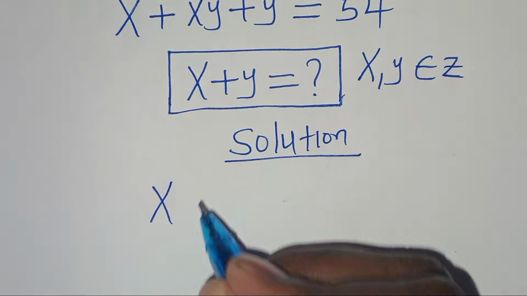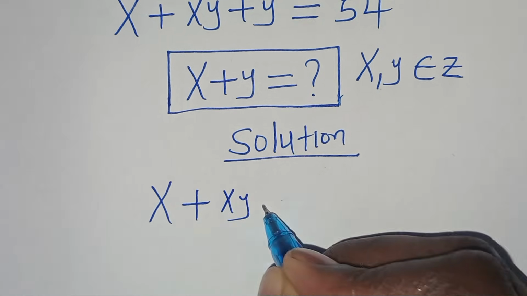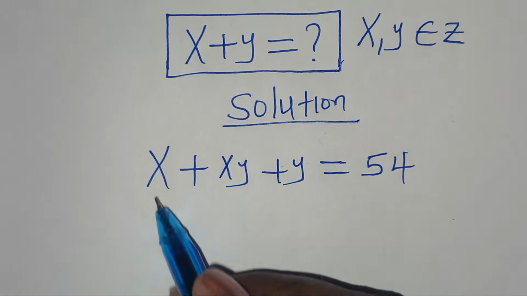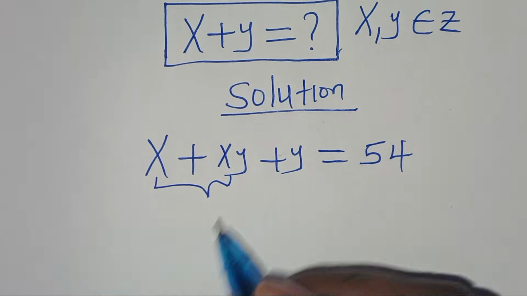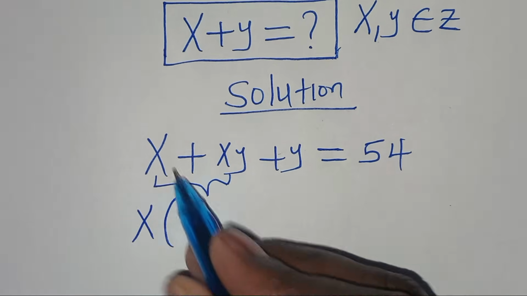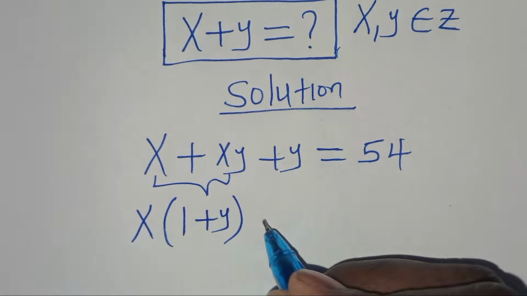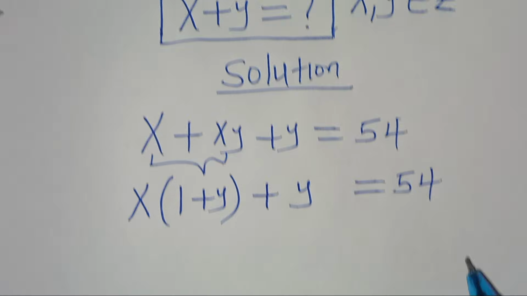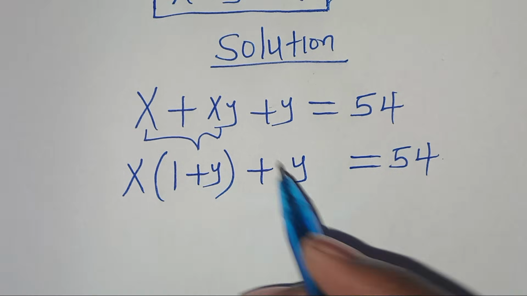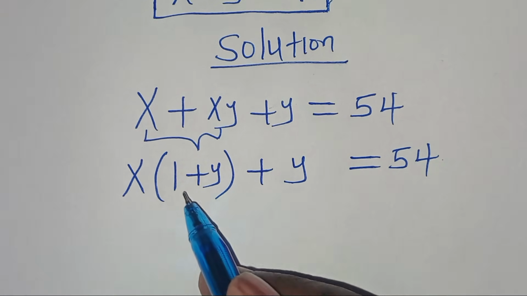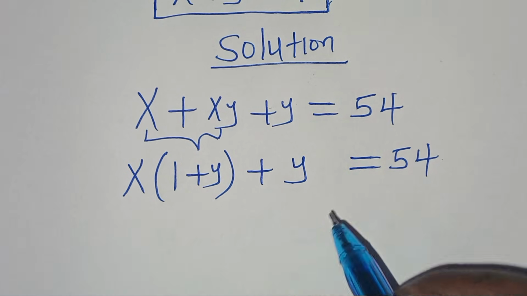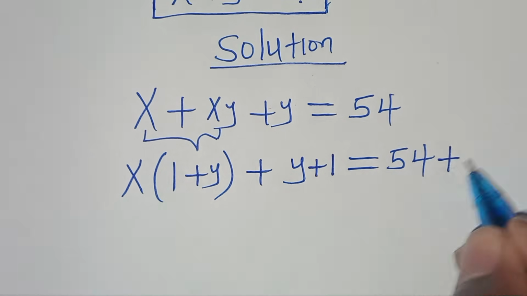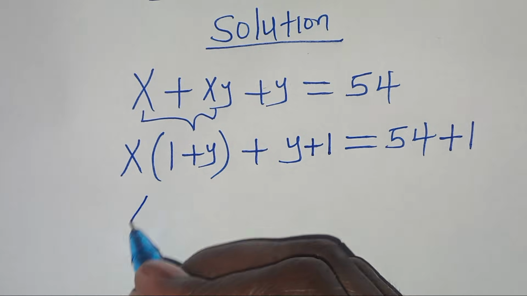So we have x + xy + y = 54. Now, from the first part here, x is common, so we have x(1 + y) + y = 54. Here we have 1 + y, but here we have y, so we need a factor of 1 + y on this side. This implies that we add 1 here, and in that case we have to add 1 on the right hand side.